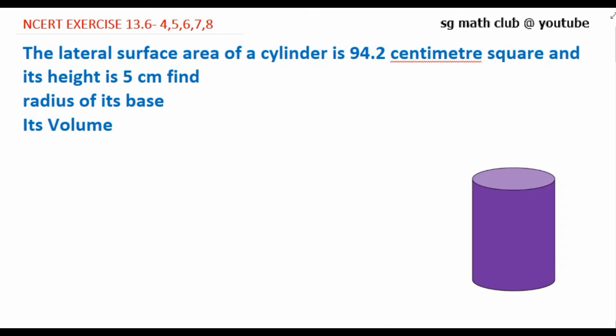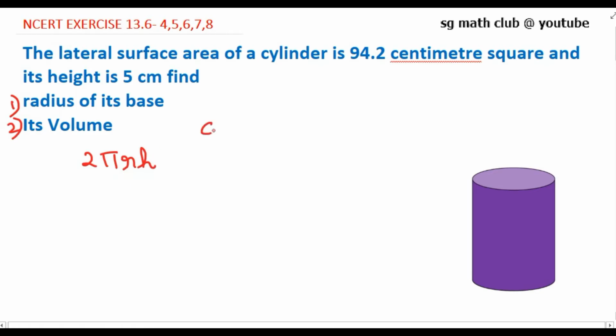The first question is: the lateral surface area of a cylinder is 94.2 centimeter square and the height is 5 centimeter. We need to find two things. First is the radius of the base and second is its volume. So they have given the lateral surface area of the cylinder. Lateral surface area of the cylinder is 2 pi r h.